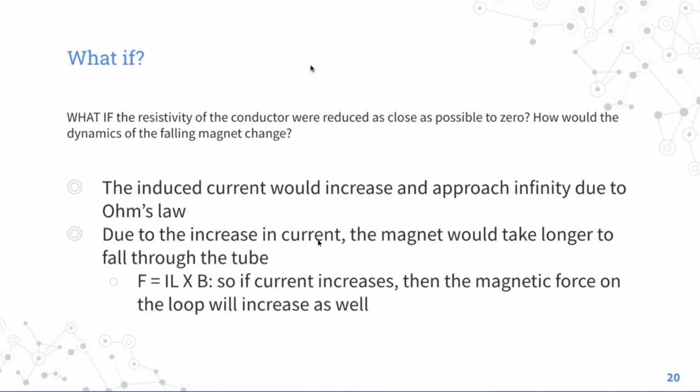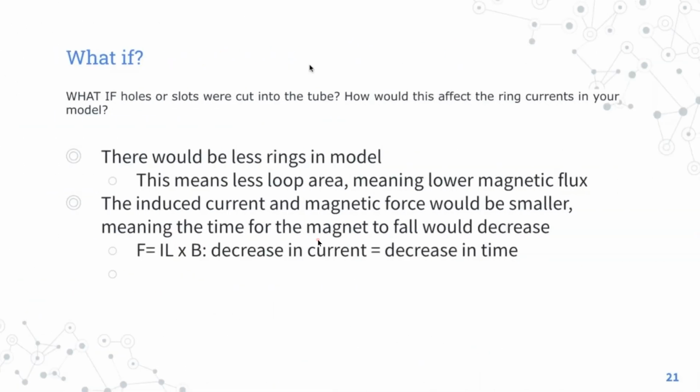So what if the resistivity of the conductor was reduced as close as possible to 0? The induced current would increase and approach infinity due to Ohm's law. Due to this increase in current, the magnet would take way longer to fall through the tube. And then what if there were holes and slots cut into the tube? There would be fewer rings in the model, and this means less loop area, meaning lower magnetic flux.